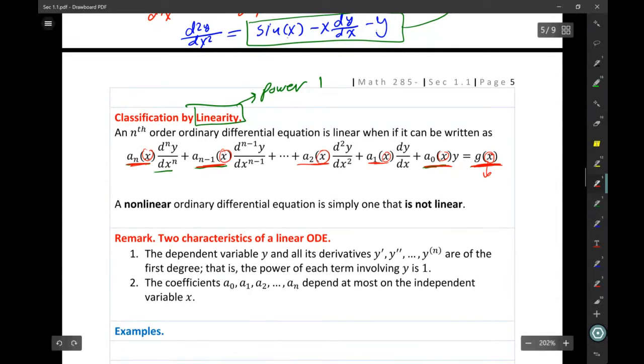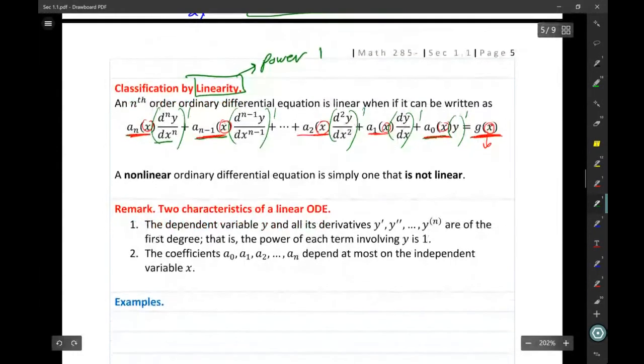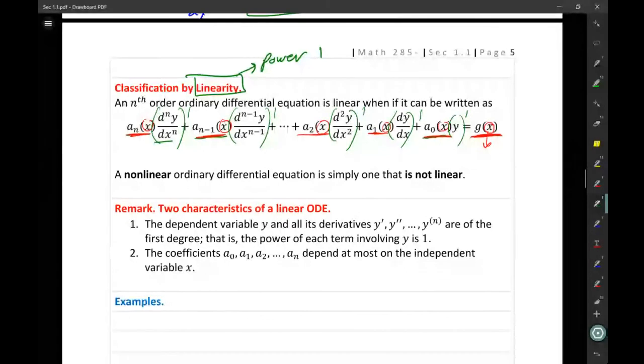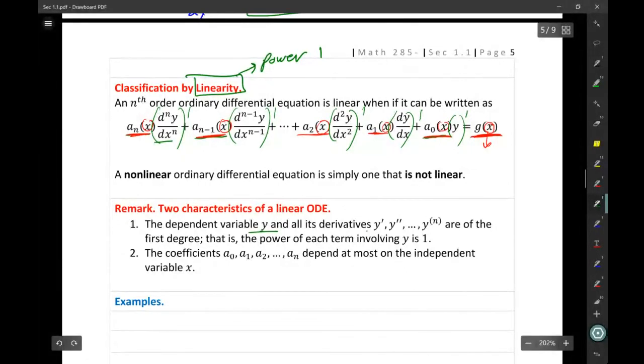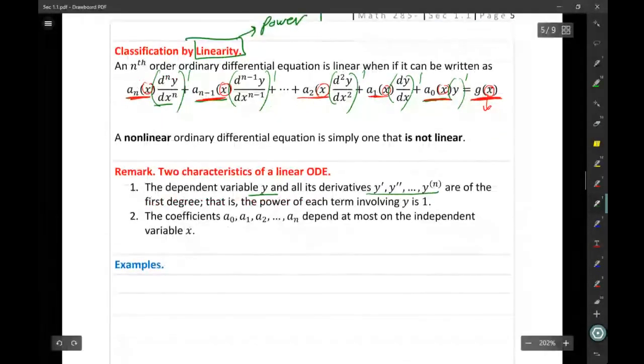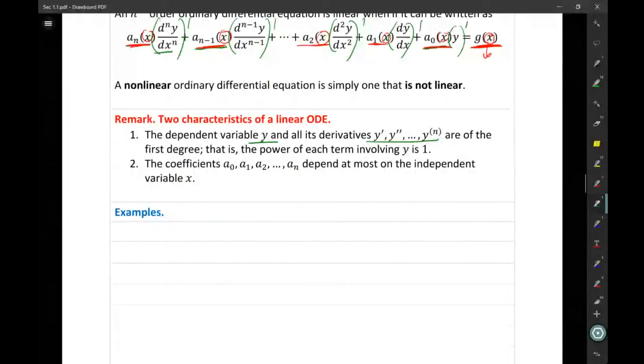The second thing, you have to make sure that the power of any derivative and y should be 1. The power for any derivative and y should be 1. The power of y and all the other derivatives should be power 1. That's why, in this case, you can call it linear. Let's see some examples.